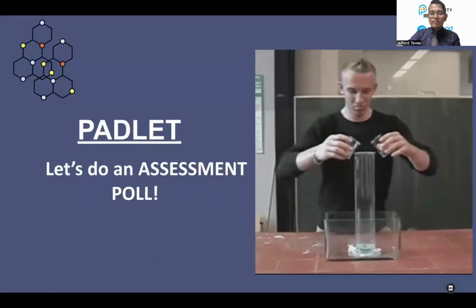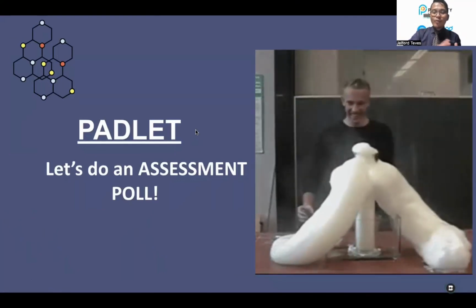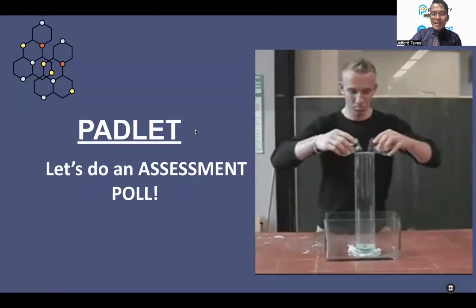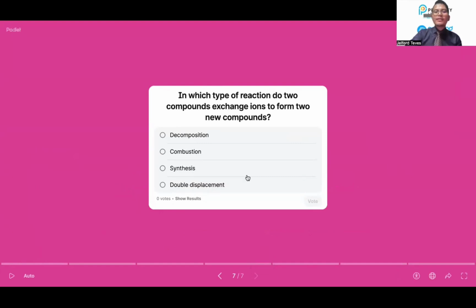All right, now let's just do a quick assessment poll. I'm going to send in the link. We'll be using Padlet for this activity. There you go. You can also scan the QR code that you are seeing on screen. You can use that to make sure that you are directed to the chemistry assessment poll. Let's see what you've got.